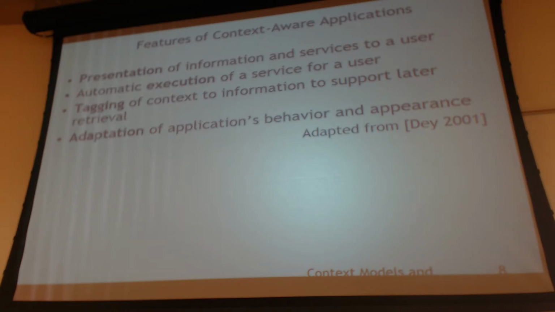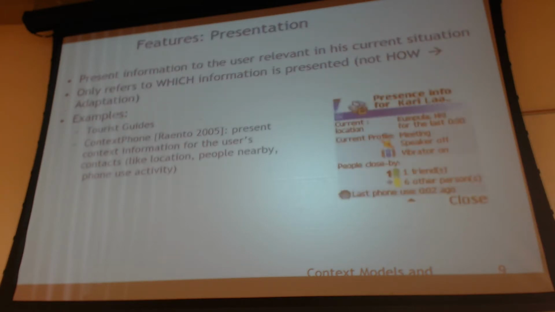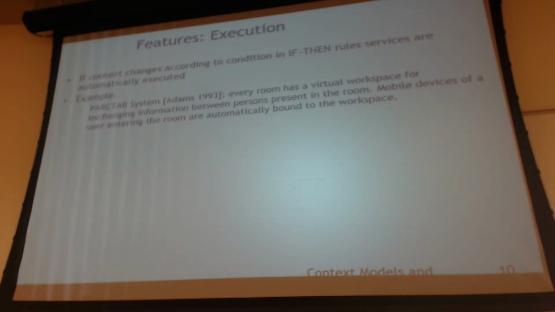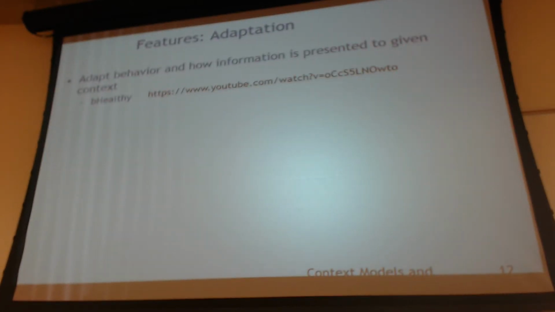And where did smartness come in again? Smartness has to deal with some form of adaptation. Right? Smartness only falls here. Smartness is not just tagging, not just automated execution, not just presentation. It has to have some form of adaptation. That's where smartness is. In the subsequent slides, I have some examples of what is presentation, what is execution, tagging, and so on. We don't need to go over that again.